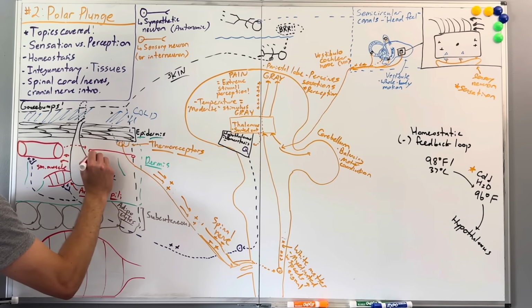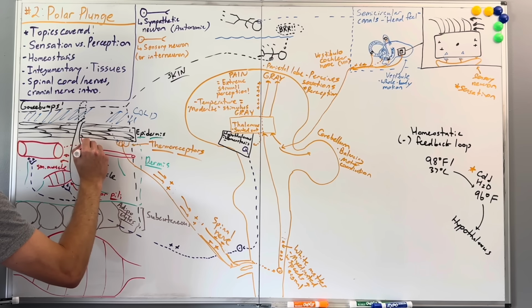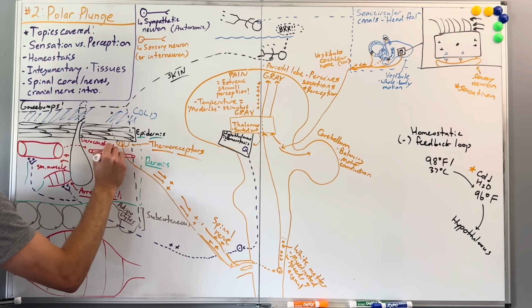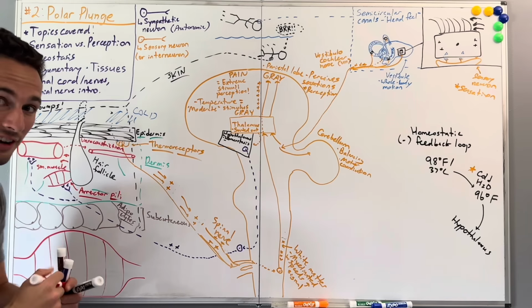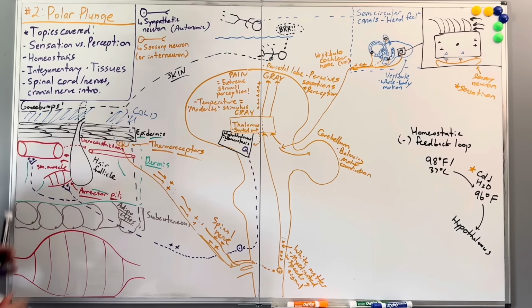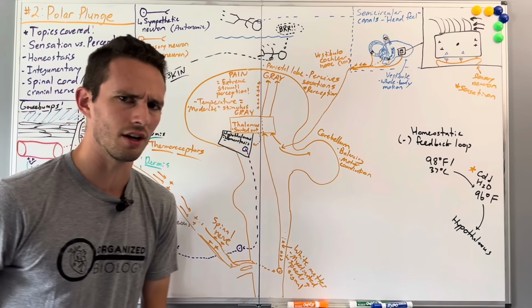So I'll draw that here. So we've got vasoconstriction of your blood vessels in your skin. That actually makes you appear kind of pale. That's why when you're cold, you appear kind of pale. Why are we constricting your blood vessels?